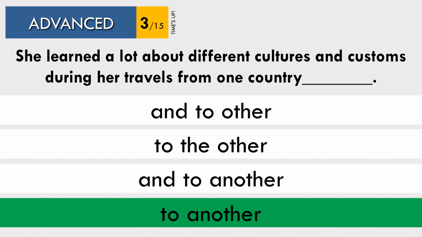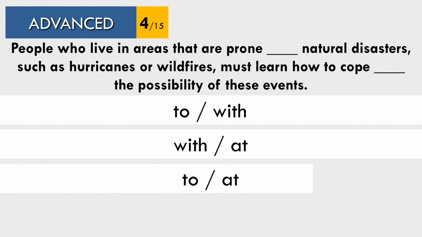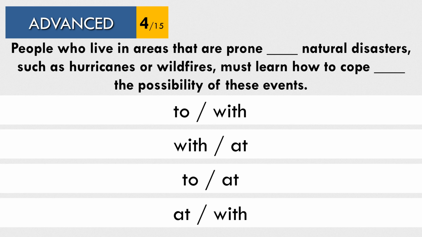The correct answer, to another. The sentence should read, she learned a lot about different cultures and customs during her travels from one country to another. Question 4. Choose the correct prepositions to complete the sentence.